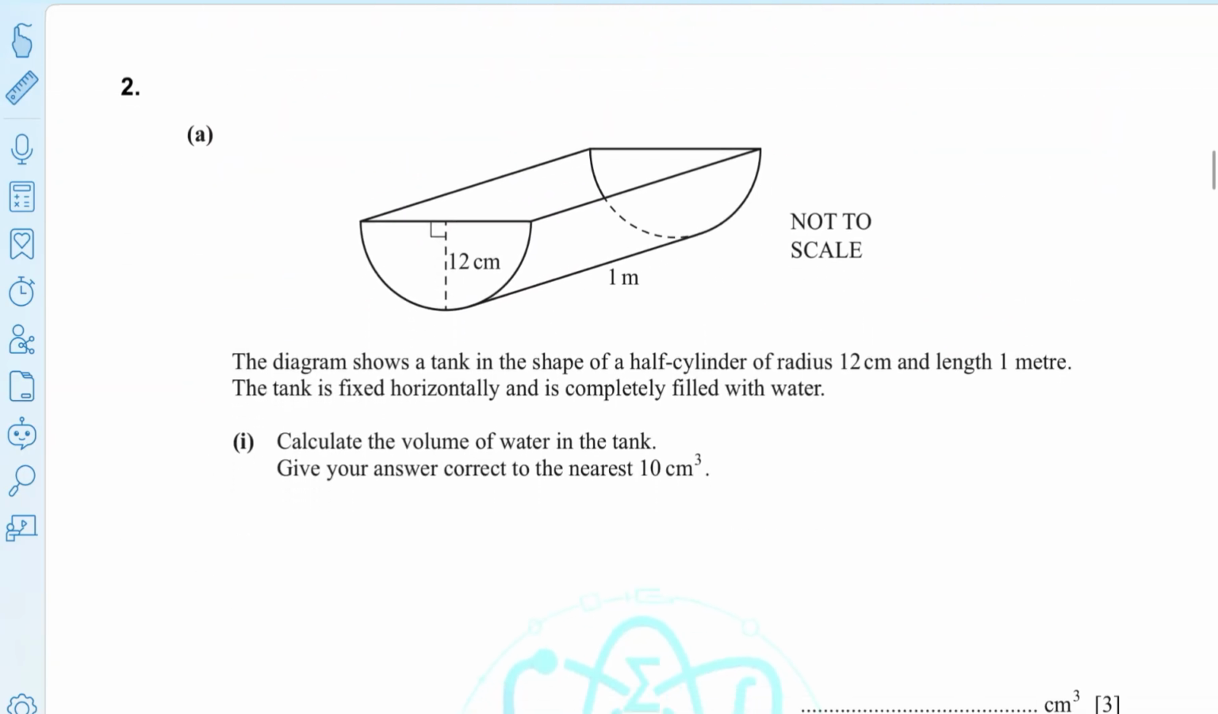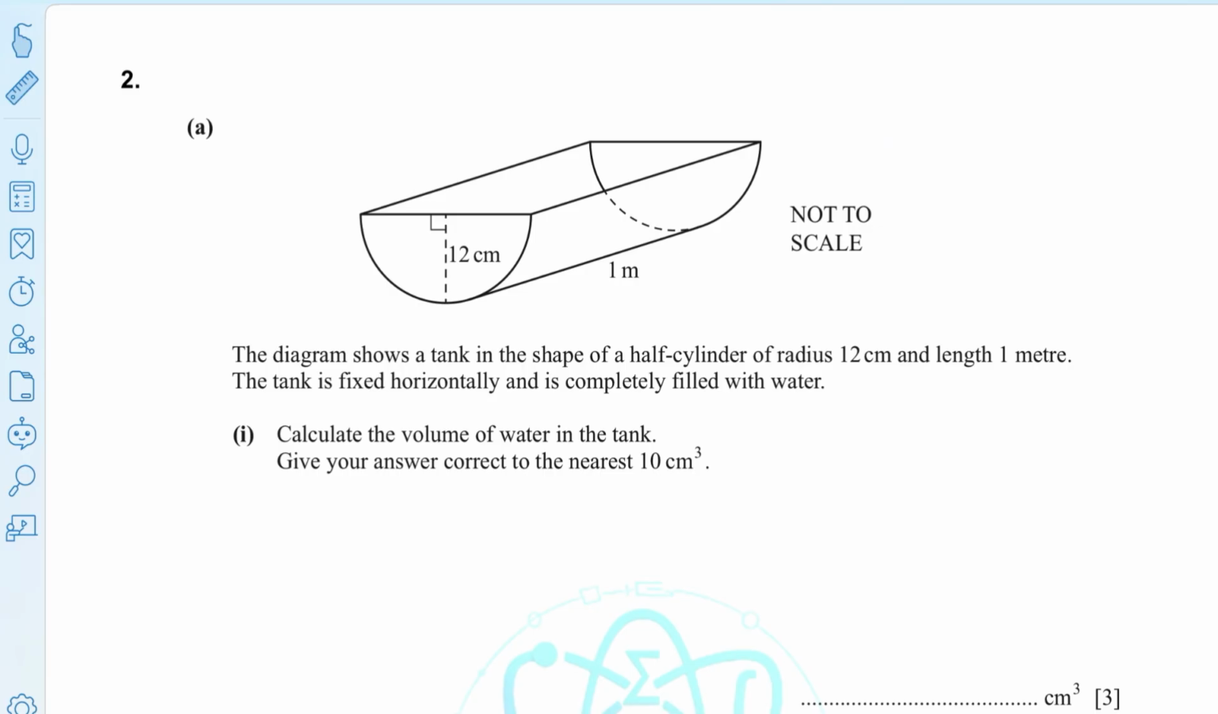Okay, next, question number 2. Given that the diagram shows a tank in the shape of a half cylinder of radius 12 centimeter, right? Length is given 100 meter. The tank is fixed horizontally, it's completely filled with water. Volume, easy. If you see this, this is a half of a cylinder, right? It's half cut, we can say.